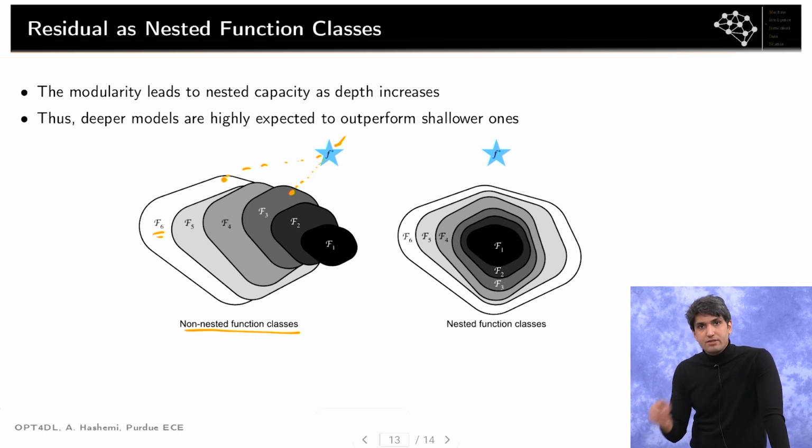However, when we are adding these skip connections and building a residual neural network based on these residual blocks, we are sort of ensuring that we have this nested function class. Therefore, as we are increasing the depth of a model, we are increasing the capacity, but also we are making sure that the optimal deeper model is going to perform better than the optimal shallower model, as demonstrated in the figure on the right-hand side.